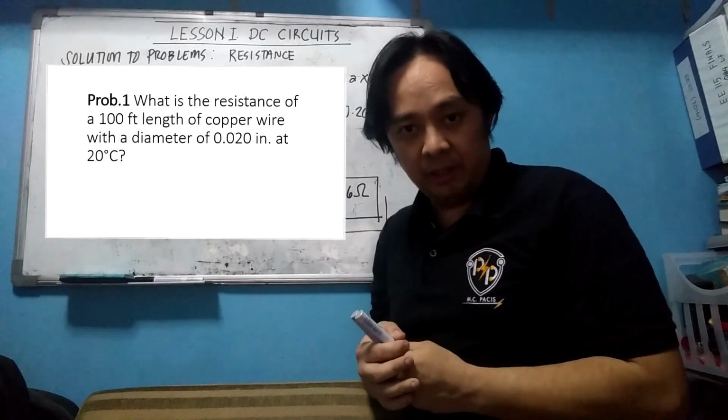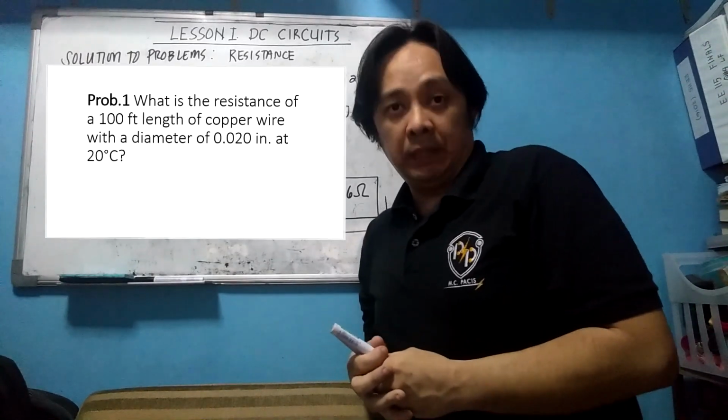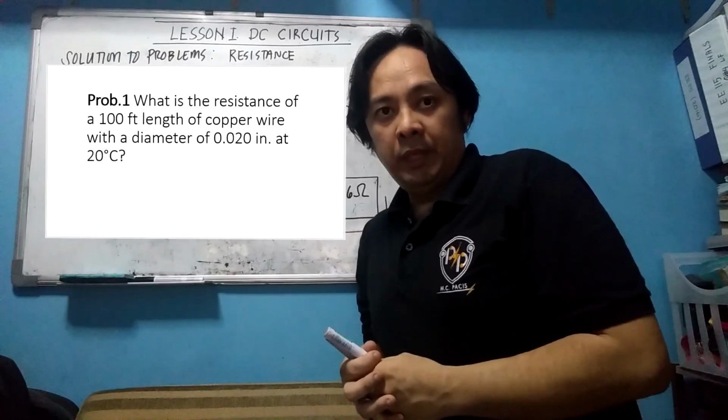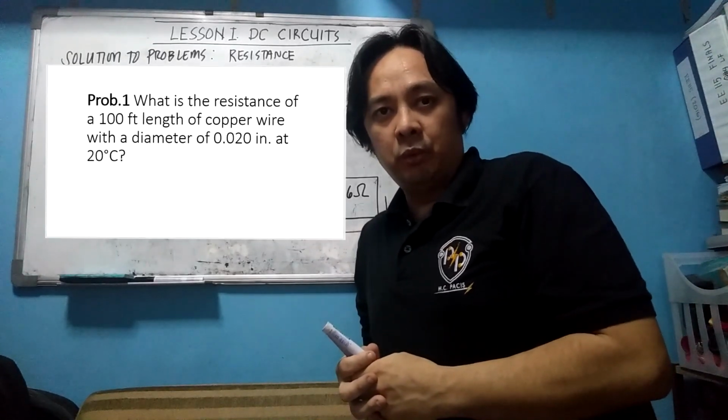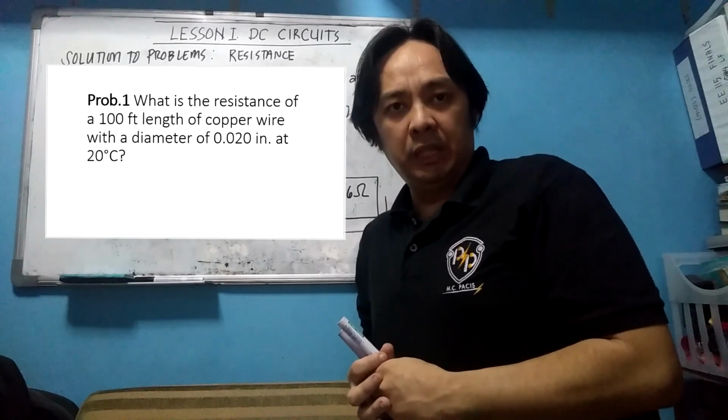Okay, as you can see here on the screen, we already have that problem. I will read it out for you. What is the resistance of a 100 feet length copper wire with a diameter of 0.02 inches at a temperature of 20 degrees centigrade?